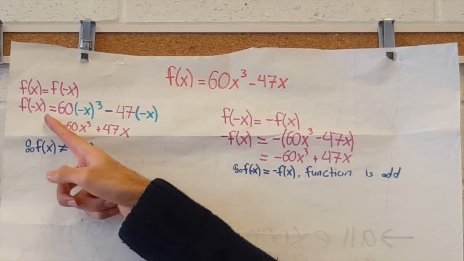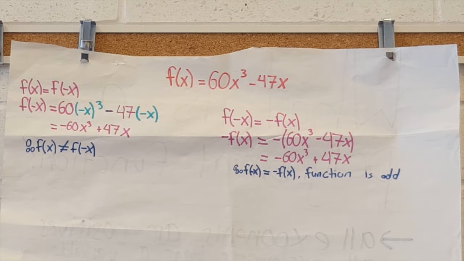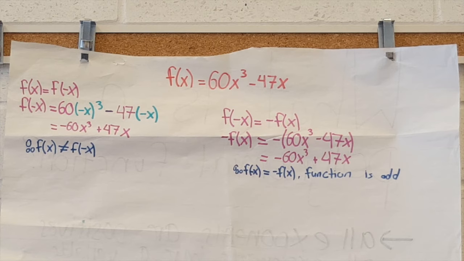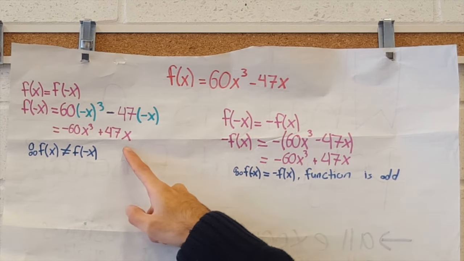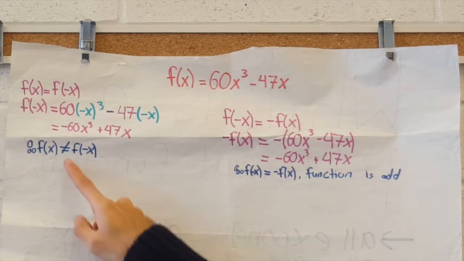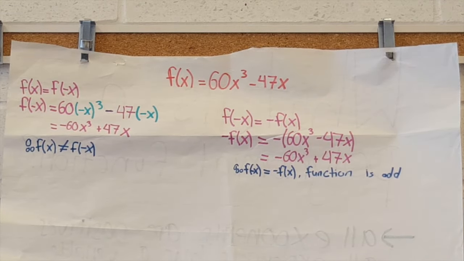So we're going to go f of negative x is equal to 60 bracket negative x cubed minus 47 negative x. And we're going to solve it, and we're going to get a final answer of negative 60x cubed plus 47x. And this equation is not equivalent to our original f of x equation, so we know that this function is therefore not even. And now we're going to move into the next step to see if this function is odd.